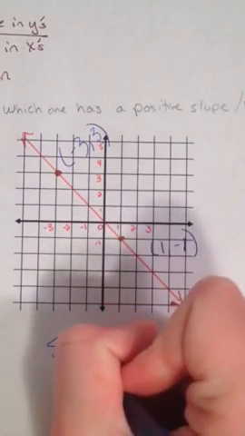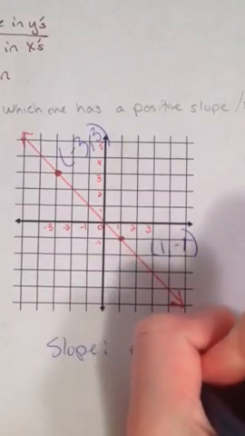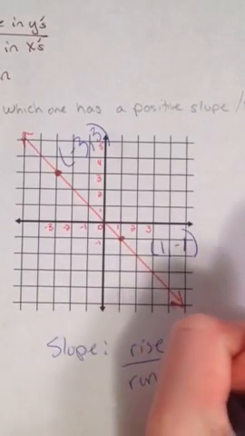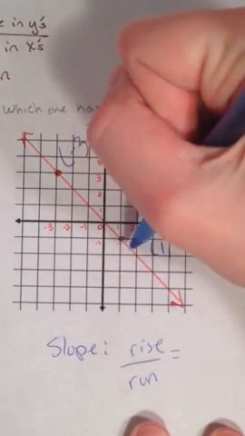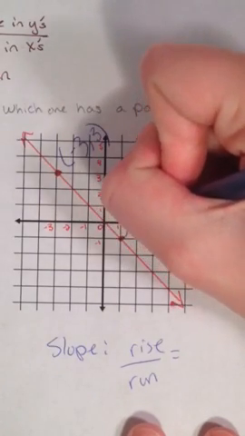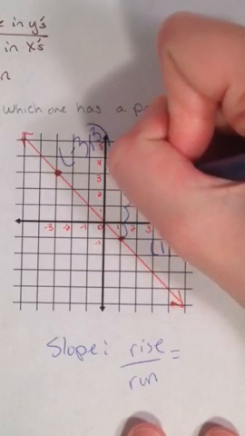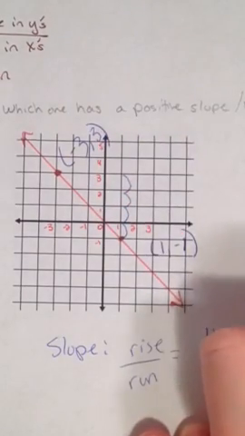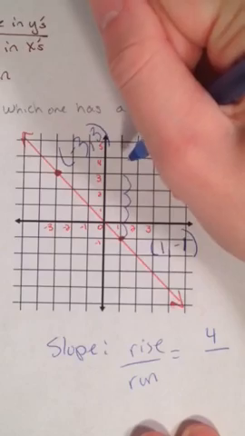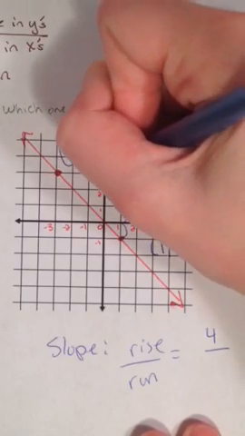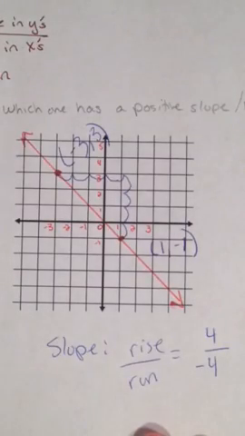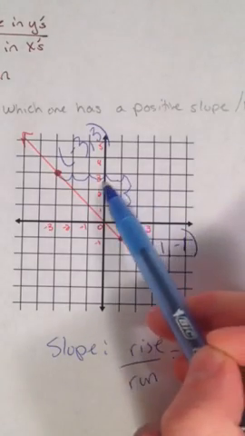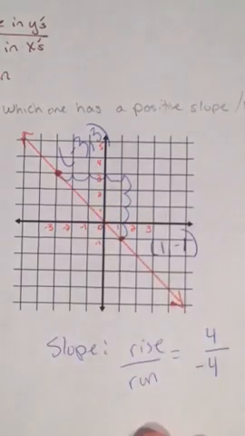So again, slope, that's what I'm trying to find here. Rise over run equals. So again, my rise is my y. So 1, 2, 3, 4. So I've gone up 4 spots. Now I'm going to the left 1, 2, 3, 4. So that's going to be -4, because I moved in the negative direction, I make that negative.